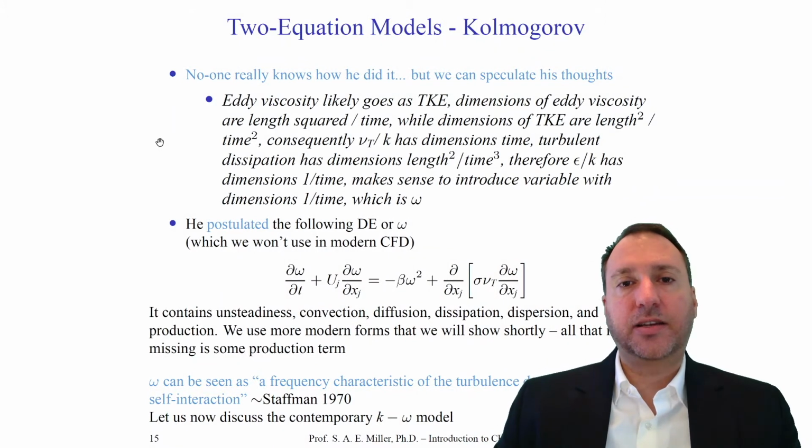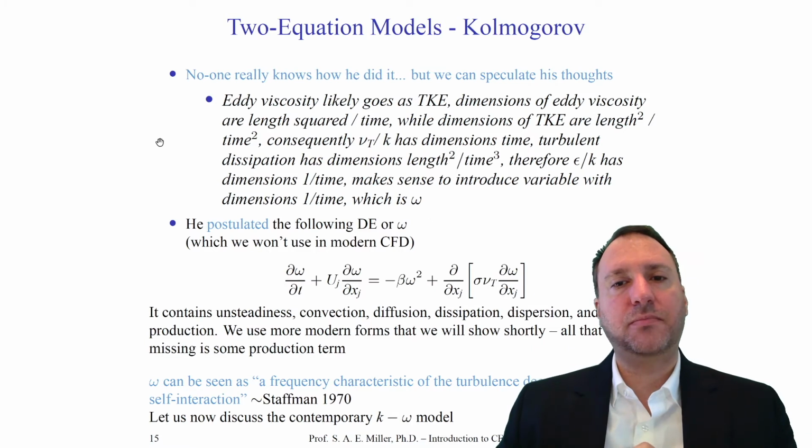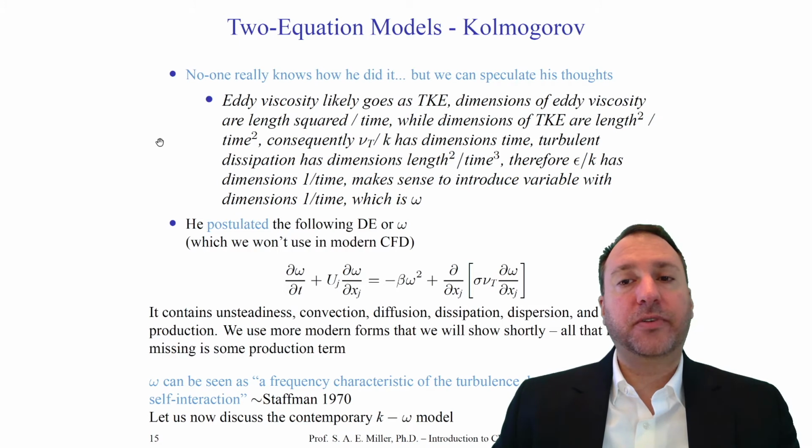If the eddy viscosity goes as the turbulent kinetic energy, which we've done earlier, then the dimensions of the eddy viscosity will be length squared divided by time. We also note the dimensions of turbulent kinetic energy are length squared per time squared. Therefore, the turbulent viscosity divided by turbulent kinetic energy will have dimensions of time. Therefore, the turbulent dissipation has dimensions length squared per time cubed. We actually all know these things, but we can show this through those arguments. Therefore, the dissipation divided by turbulent kinetic energy will have dimensions of 1 over time.